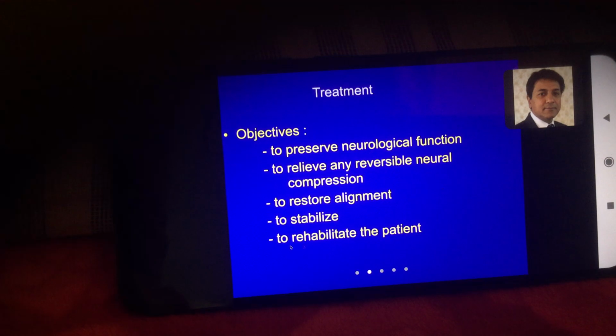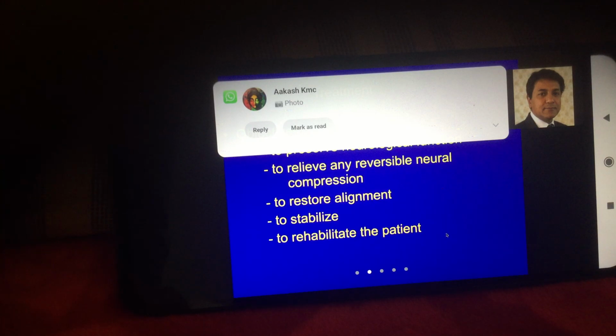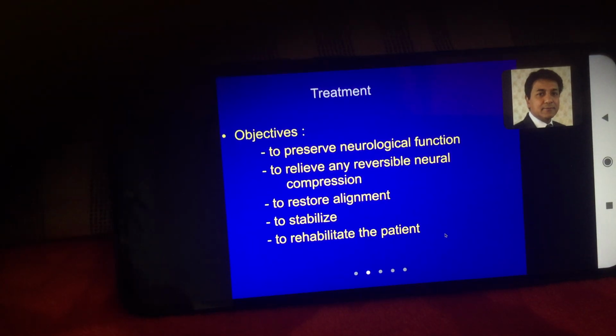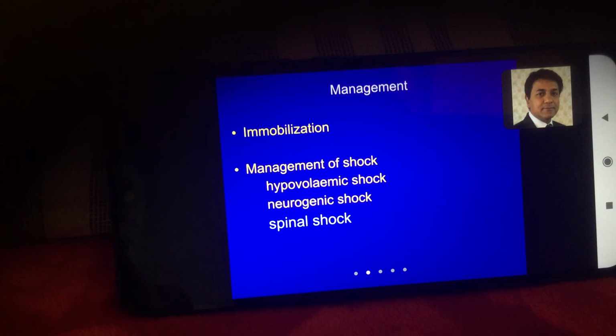And another goal is to rehabilitate the patient. Even without neurological deficit, you have to rehabilitate the patient to prevent late complications. And if there is a paraplegic patient, the patient with neurological deficit, upper limb not moving, lower limb not moving, in those conditions also you have to rehabilitate the patient. Rehabilitation is very important. So the management is, there are two types of management, one is conservative treatment, another is operative treatment. First thing is immobilization.